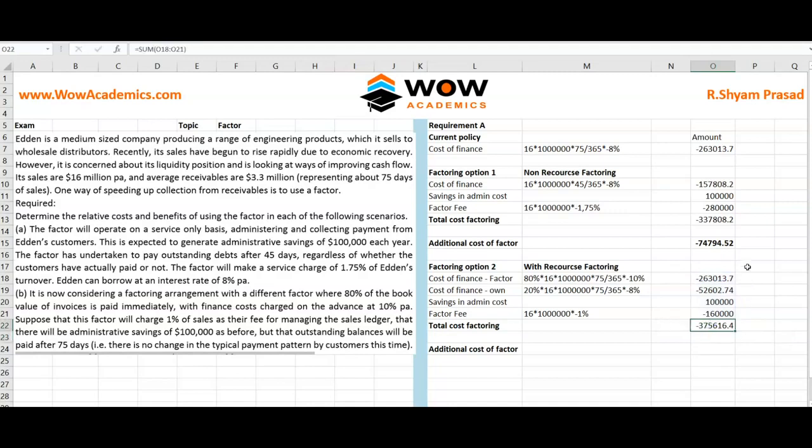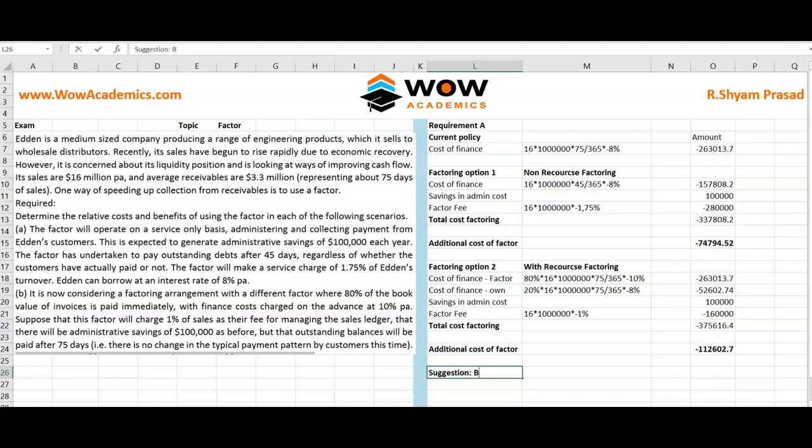So this is our answer, and we also have to find out the additional cost of factoring. So comparing this option and our current policy option, this will give us our answer. So the answer comes to again a negative of 1,12,000. So we can put it like this: both.